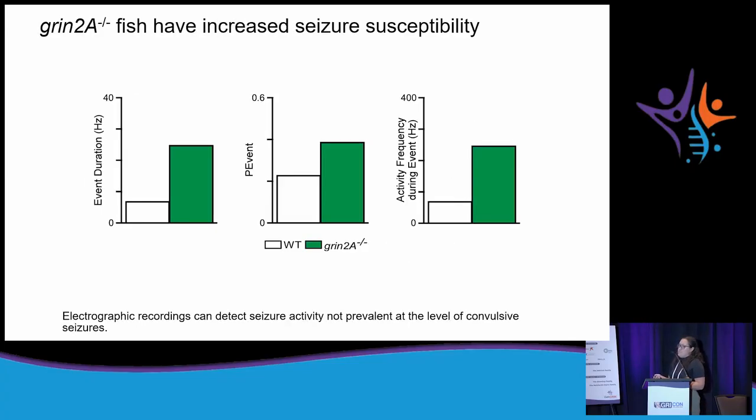So far, I've only done these electrographic experiments for the GRIN2A loss of function animals, but my preliminary data does seem to indicate that these fish have increased seizure susceptibility. And this is reflected in the parameters of event duration, the probability of being in an event state, and activity frequency during individual seizure events. So this shows us that these electrographic recordings are a very valuable tool because they can detect seizure activity that may not necessarily be prevalent at the level of these convulsive seizures. So that's exciting and encouraging, and I'm looking forward to doing it in the other animals.